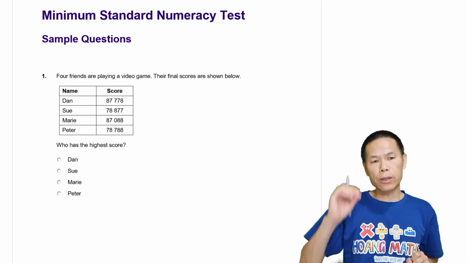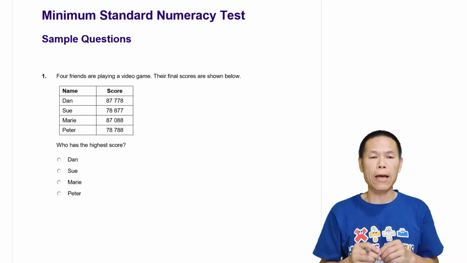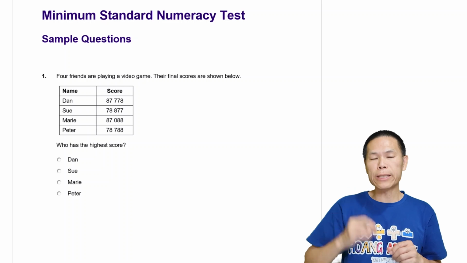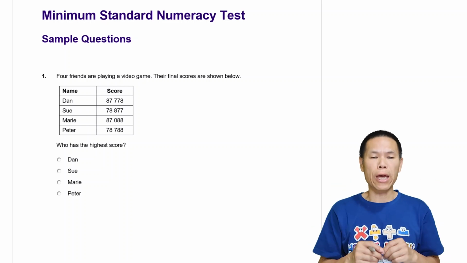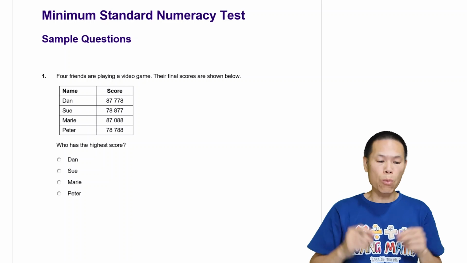Please take note, these questions are the non-calculator part, so you're not allowed to use a calculator. So when the calculator appears, then you can use a calculator. Okay, keep that in mind. So let's go through question number 1.